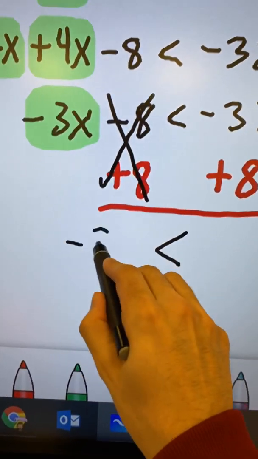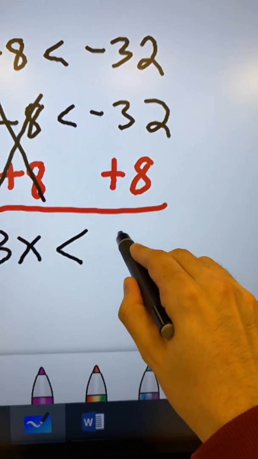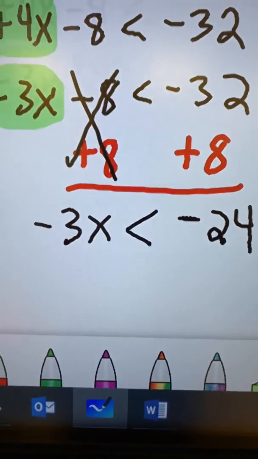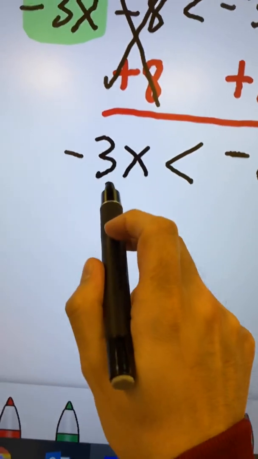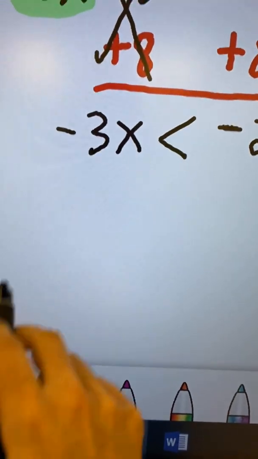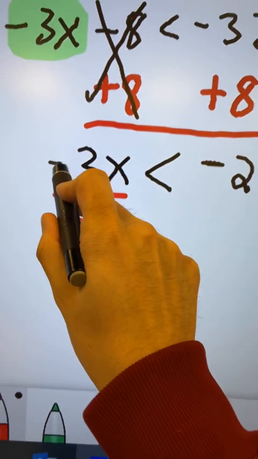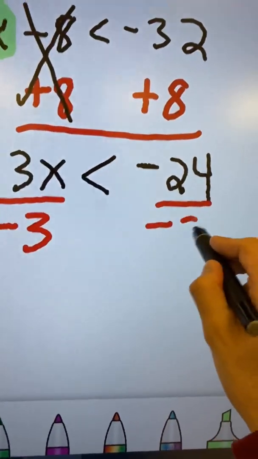Bring down the negative 3x, that term. And then negative 32 plus 28, I'm going to get negative 24. Now, I'm going to get this to be 1x. I want this to be a positive 1x. So to make that into a positive 1, I've got to divide by negative 3. Negative 3 divided by negative 3 gives me positive 1. I've got to do the same thing on the other side.